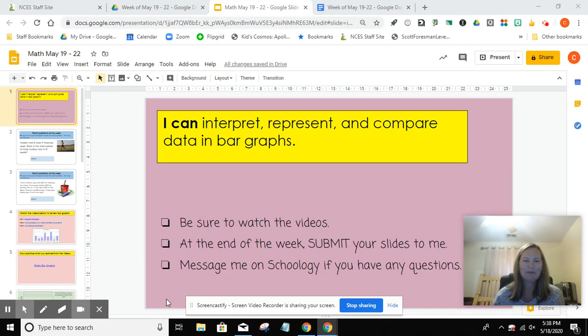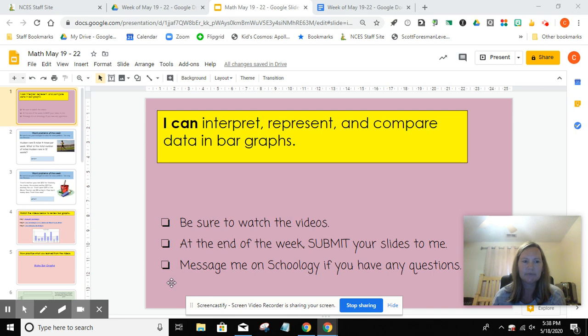Hey class, I'm going to go over what we're going to be doing for math this week. The I can statement is I can interpret, represent, and compare data in bar graphs. So this week we're just going to be focusing on bar graphs, and then we'll be focusing on line graphs next week. So on this first slide, I'm actually going to be posting the video.